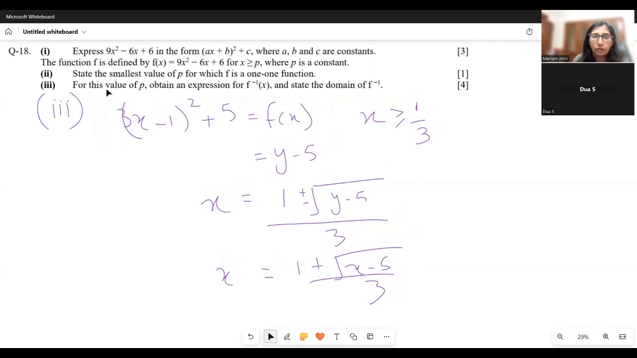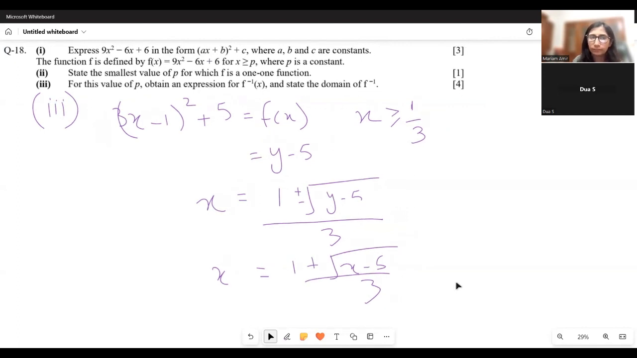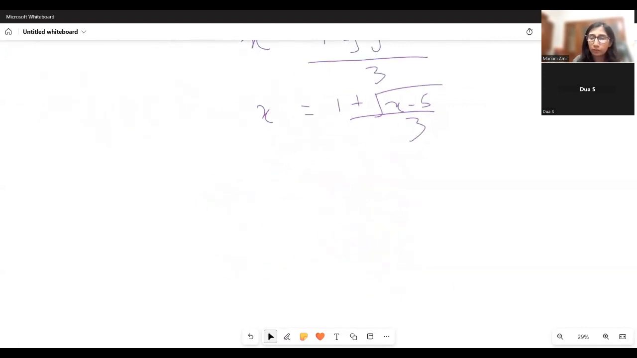For this value of p, obtain an expression of f inverse of x, done, and state the domain of it. Done? Yep. Okay. All right. So then we do question 19.